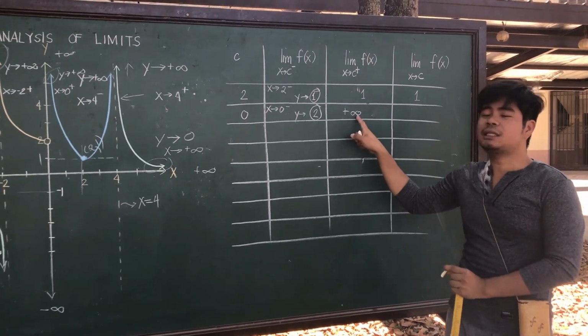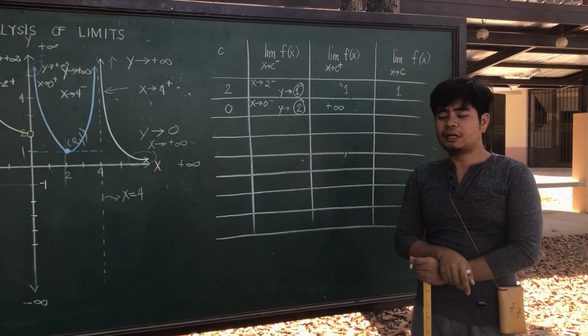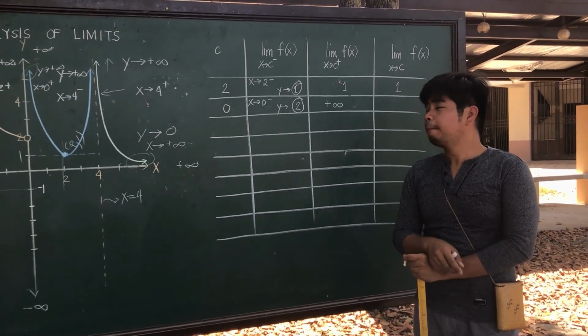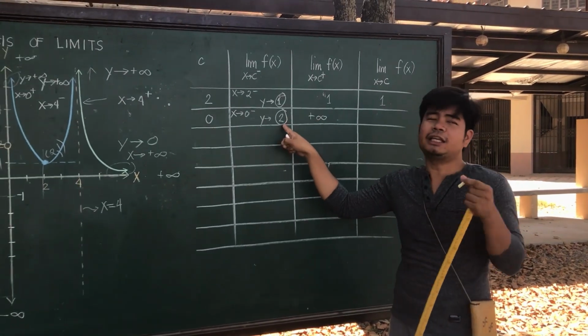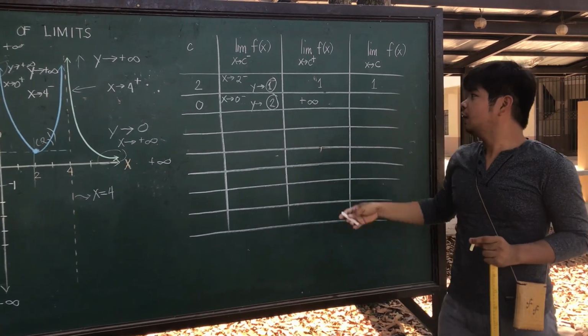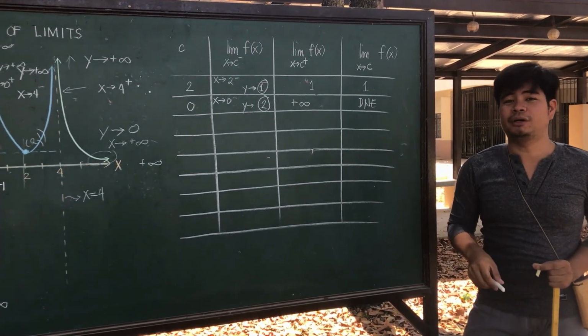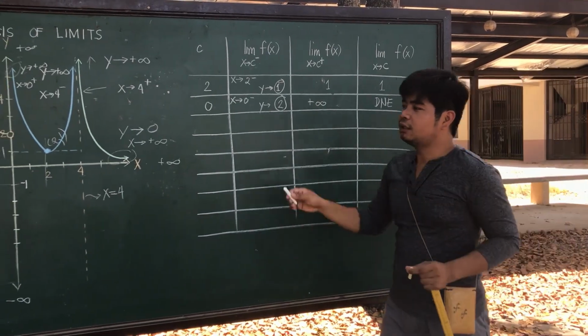Okay? The positive infinity is not a number. It is a representation of the behavior. So itong infinity na to ay hindi real number. Therefore, the limit does not exist kasi hindi na siya real number. Consider that. Okay? Let's have another number.